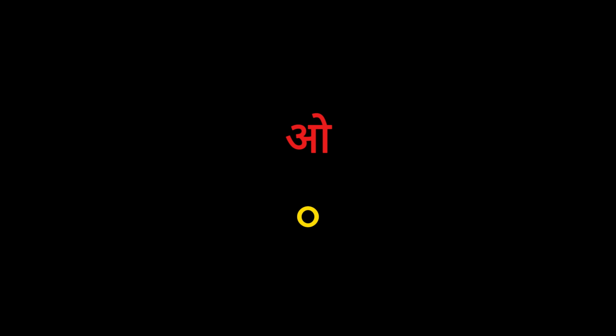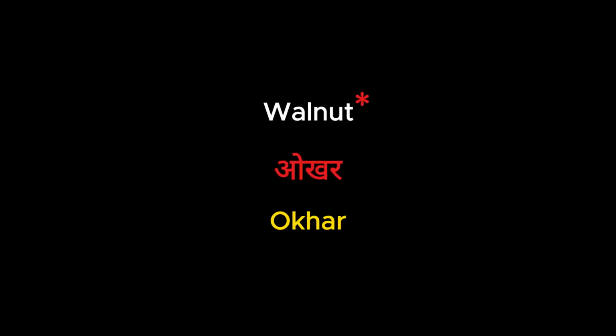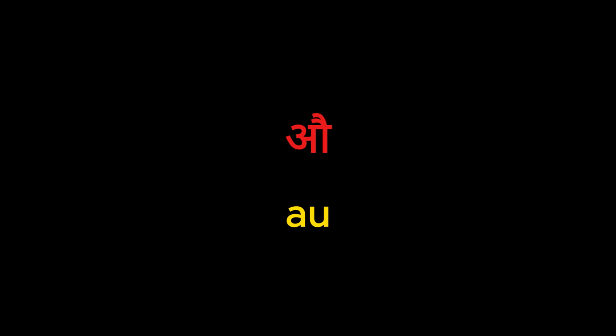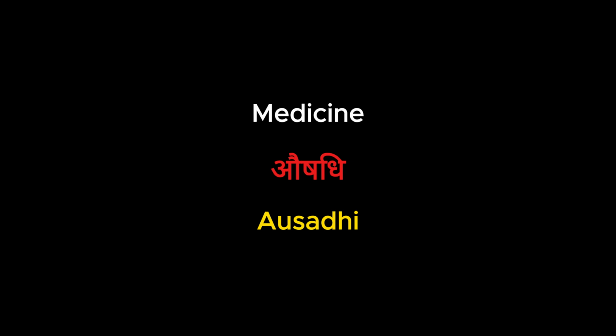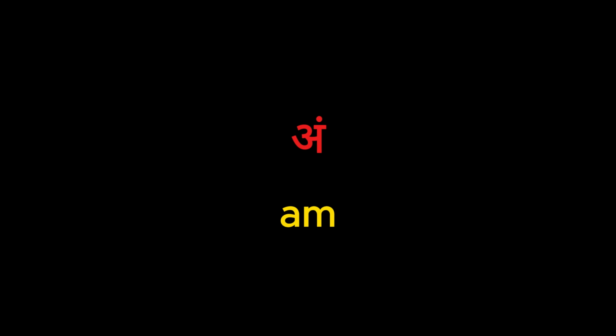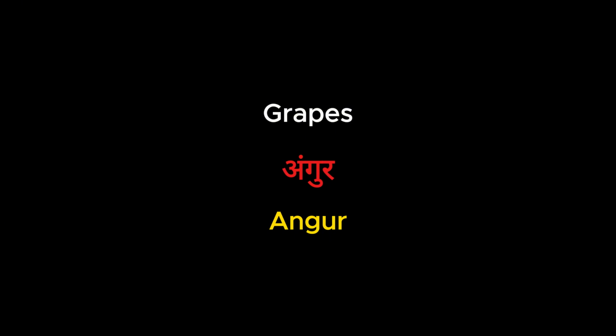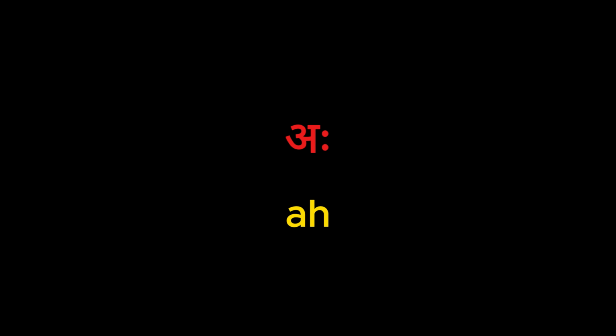O. O. The example is ochre. Ochre, which means chestnuts. Au. Au. The example is ausathi. Ausathi, which means medicine. Ang. The example angur. Angur, which means grapes. The last one is a. A. The example is a. A, which is exclamation word.